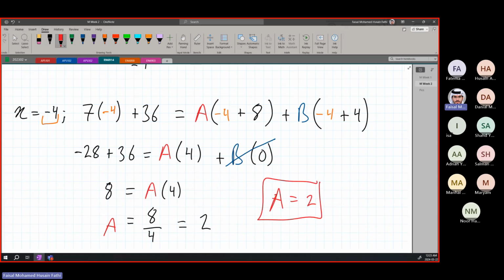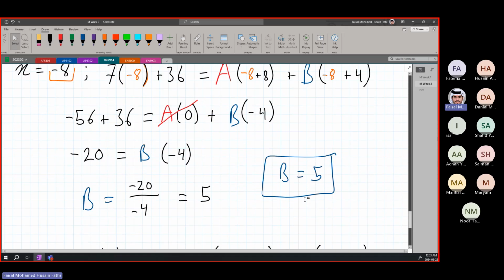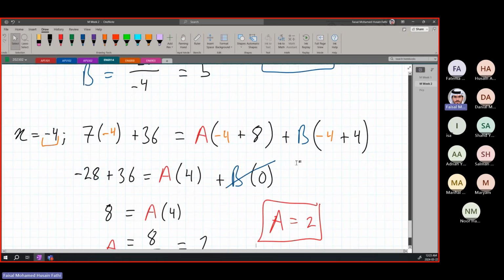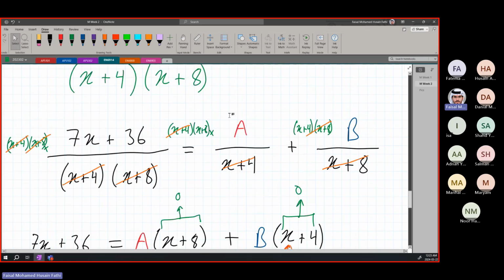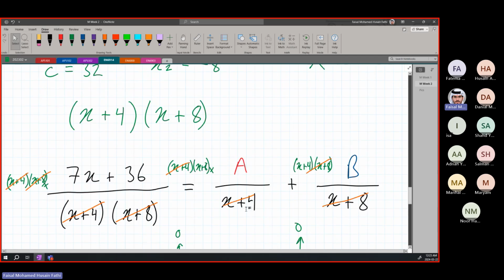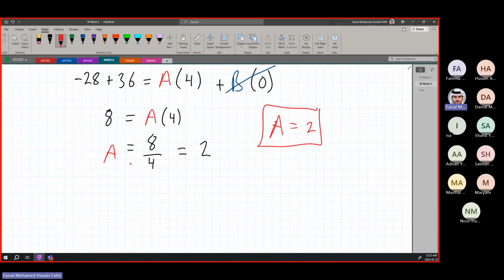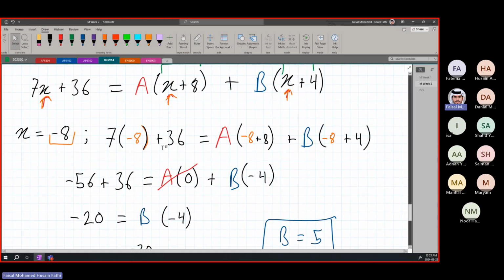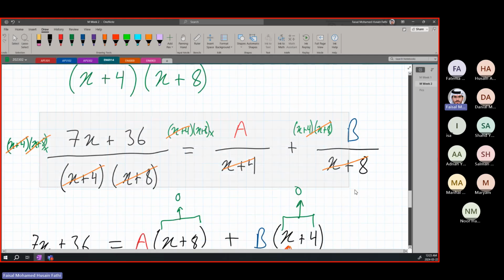And we have found our a and b values directly. Okay? And that's it. We have solved the question. Now we just have to write it in the partial fraction form. So this is a over x plus 4. So what is our a value? It's 2. Let me just rewrite this equation down here so you know what I'm doing.